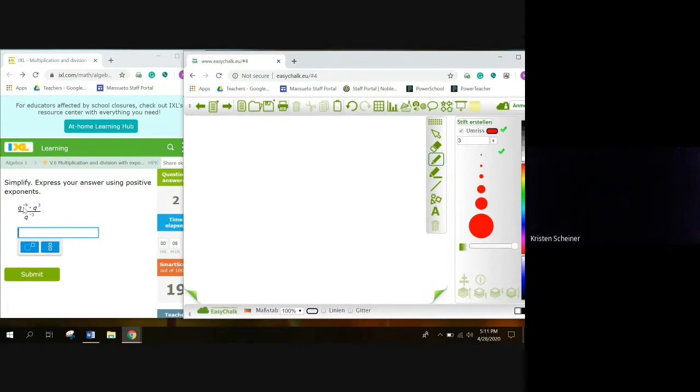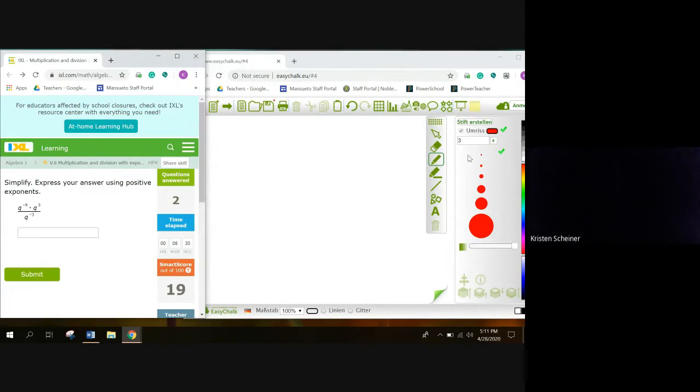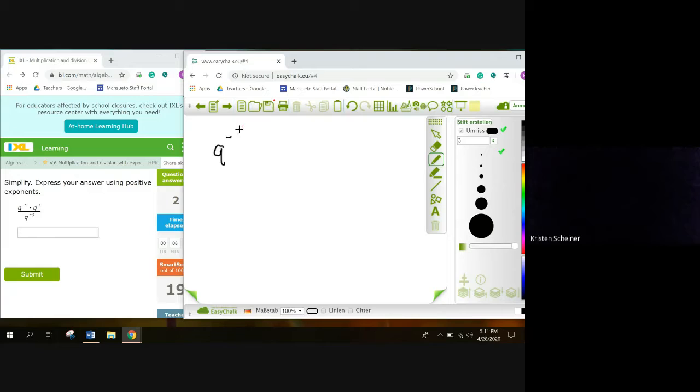Now you can see where we have q to the negative 9th times q to the 3rd all over q to the negative 3rd. When working on this one, I'm going to start with my numerator. I have q to the negative 9 times q to the 3. Because my bases are the same, I can add those exponents. So what I have on the top of my fraction bar in the numerator is q to the negative 9 plus 3. And all of that is over q to the negative 3.